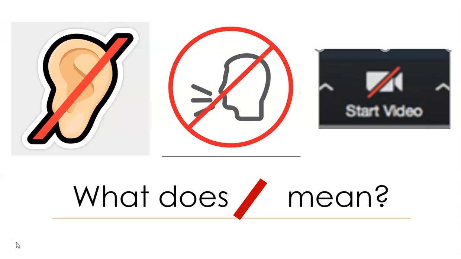So let's take a moment to think about that red line. What does that red line through a picture mean? Let's look at the pictures here on the screen. There is an ear with a red line through it. That means you cannot hear. Our middle picture, there is a person speaking and a red circle with a red line through it. That means the person cannot speak. And on the right, where it says Start Video and there's a line through it, that means the video is not going, so the teacher cannot see you.